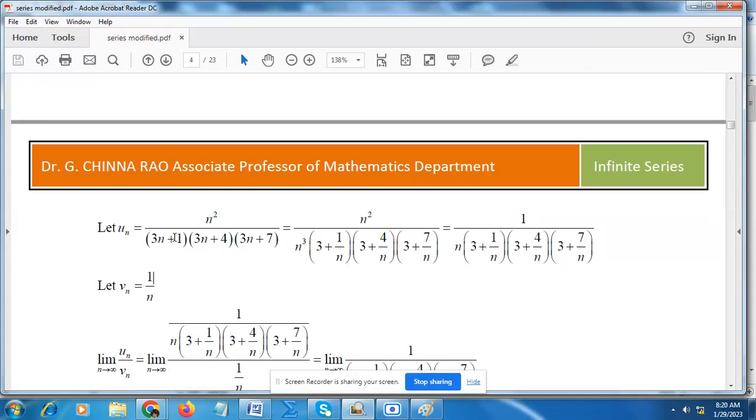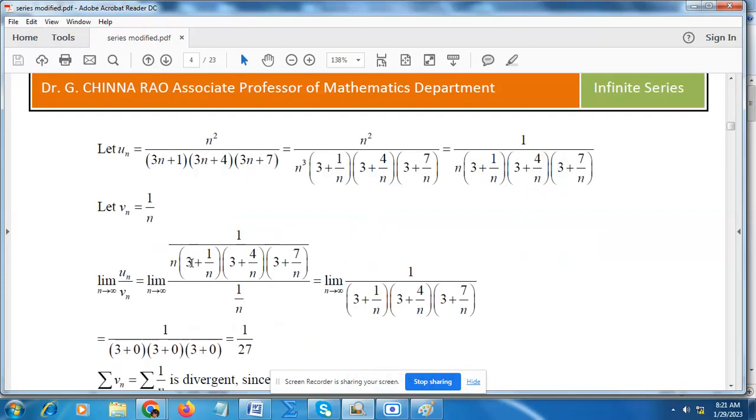Or you simply take the highest power in the numerator and the highest power in the denominator. Here, in the denominator, the highest power is n into n square, that is n cube. n square by n cube, we have 1 by n directly. So we can choose any one of the ways, but for simplification, we get an easy way, right?